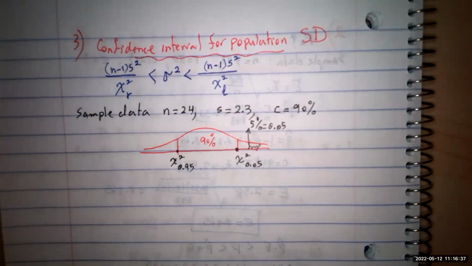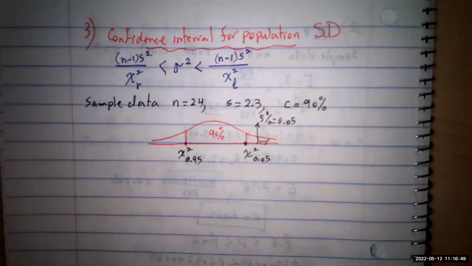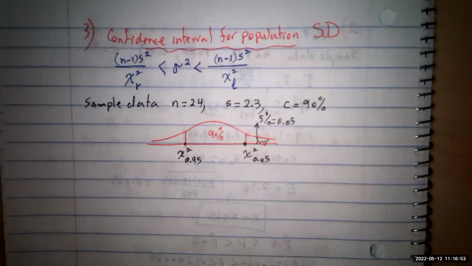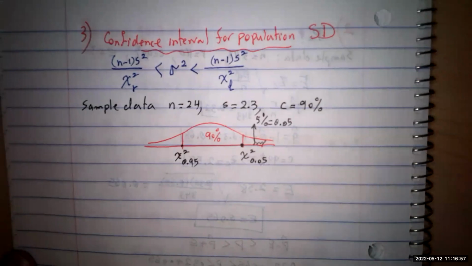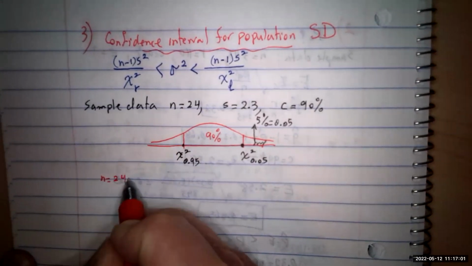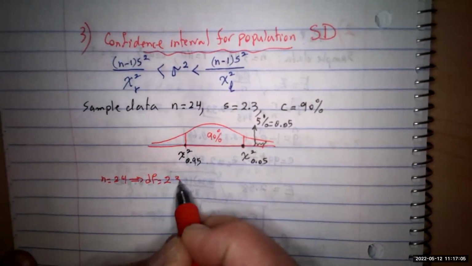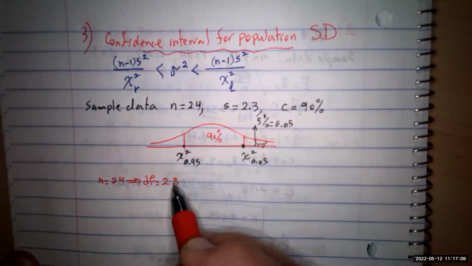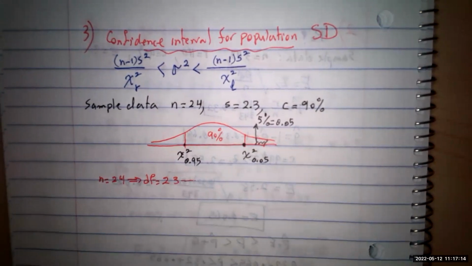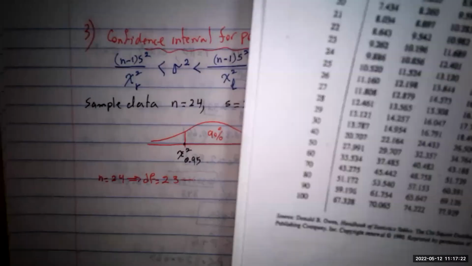Okay, then you go to the table to find it. Now we need the chi-square table. We are going to use it. You have to identify the DF first. Your N is 24. So N is equal to 24. You find the DF, one less, which is going to be 23. You move in this line over here. So in the chi-square table, you identify the DF of 23.